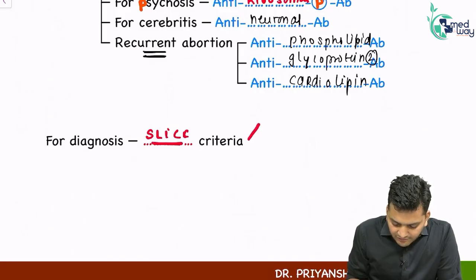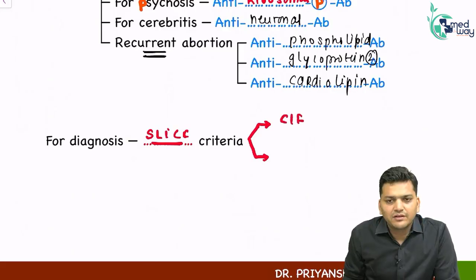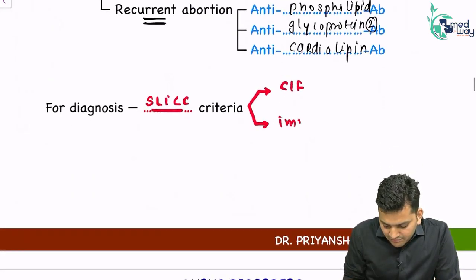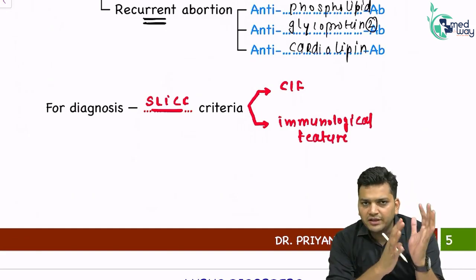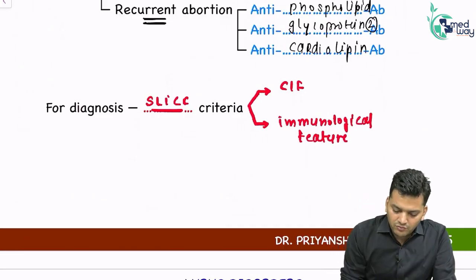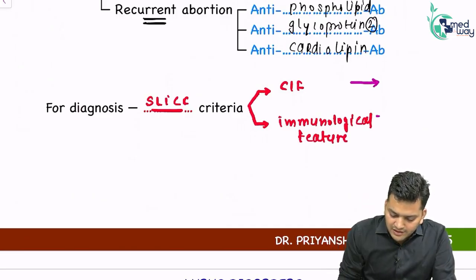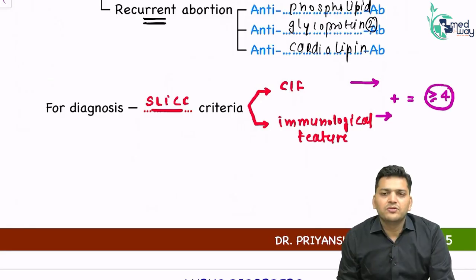In the SLICC criteria, there are two types of features that you have to check in the SLE patient. They have identified some clinical features and some immunological features. I will tell you what these features are. The SLICC criteria has given us a list of clinical features that can be seen in SLE, and some immunological features. So what you have to do is see how many clinical and how many immunological features are there. The sum of these two should be more than 4.